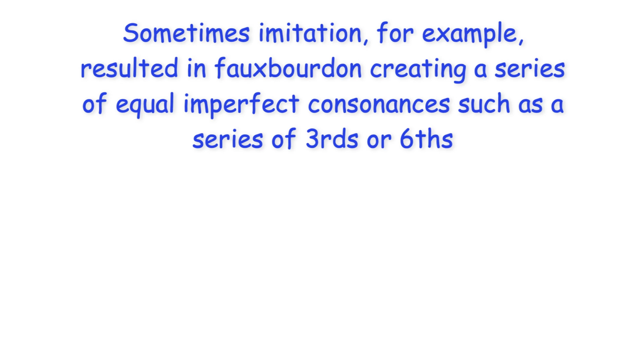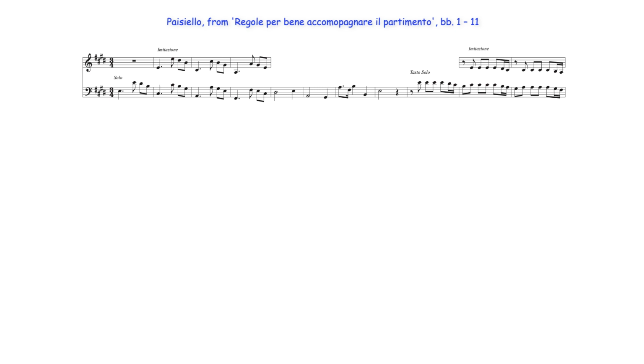Sometimes imitation, for example, resulted in Fauxbourdon creating a series of equal imperfect consonances, such as a series of thirds or sixths. In this excerpt, for example, Paisiello indicates where imitation should occur, here producing Fauxbourdon in tenths and later in thirds.